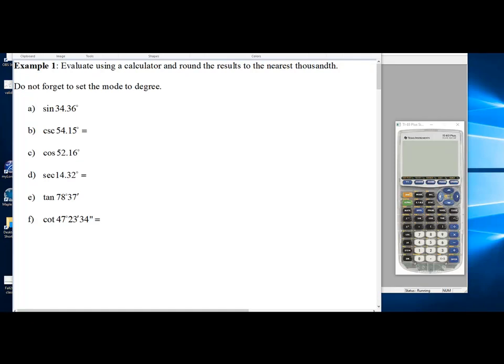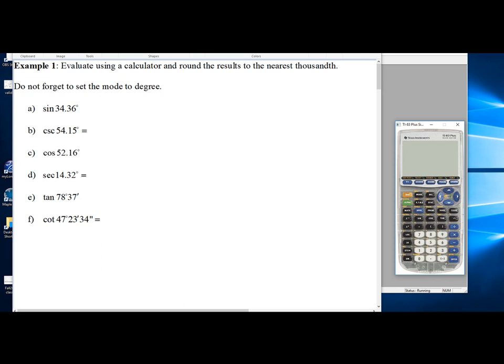Let's go over section 2.3, evaluating trigonometric functions using a calculator. I am using a TI-83, and the first thing you want to check is your mode. If it has to be degree mode, you go down to degree, press enter, and then second quit. Now we are in degree mode.